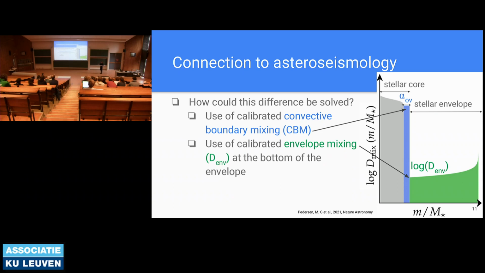And then we also use calibrated envelope mixing, where the value is calibrated here at the bottom of the envelope, and here has this shape profile, but you can put in many different shapes. We just picked this one based on internal gravity waves.